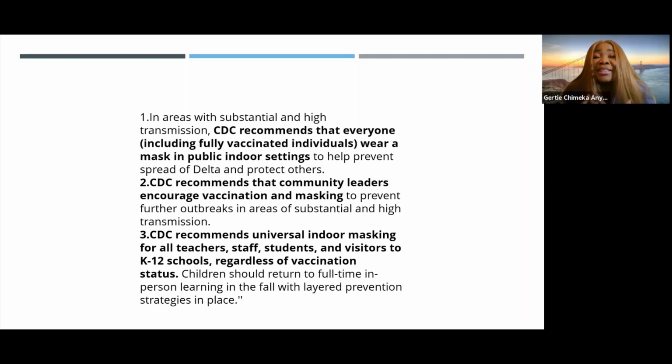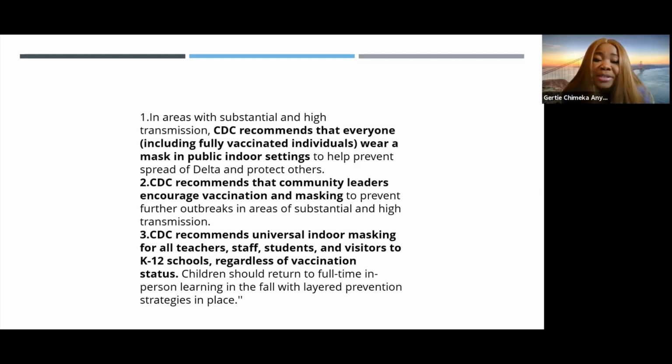And those are areas that have mainly more people unvaccinated. I think about 50% of the US population, in all different areas of the US, have less than 40% of the people vaccinated. So you can see why this would be a concern. CDC recommends that community leaders encourage vaccination and masking to prevent further outbreaks in areas of substantial and high transmission.